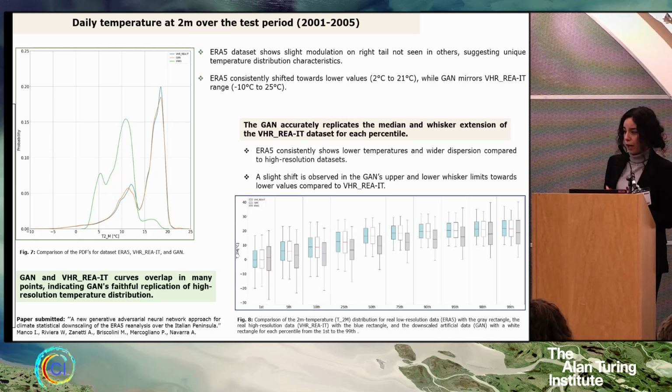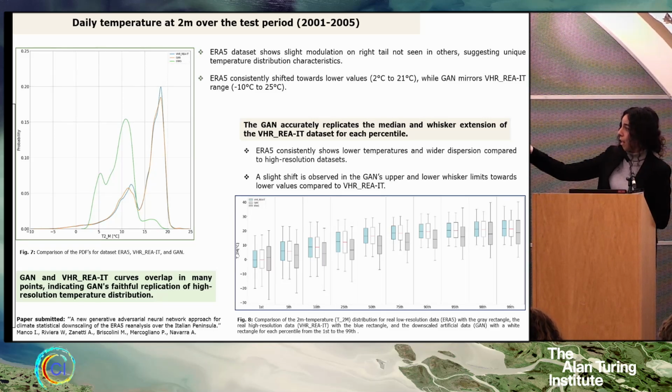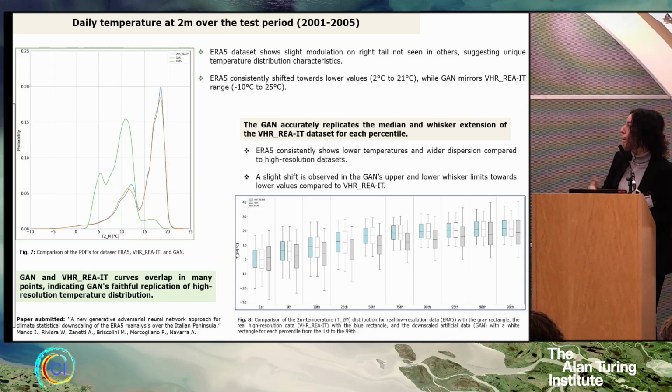About the probability density function, it is evident how, starting from the green line, that is ERA5, we are able to reproduce the blue line, that is VHR. The peaks are the same, and the curves overlap in many points. At the left, we have an indicator of extreme values, because we analyzed the percentiles for each dataset, and we consider one box plot for each dataset. In general, GAN replicates the median and whisker extension of the VHR dataset for each percentile. Instead, the low-resolution dataset shows lower temperatures and wider dispersion compared to the high-resolution dataset.